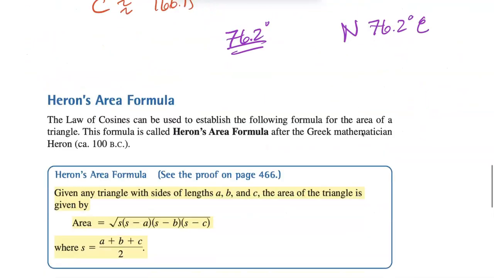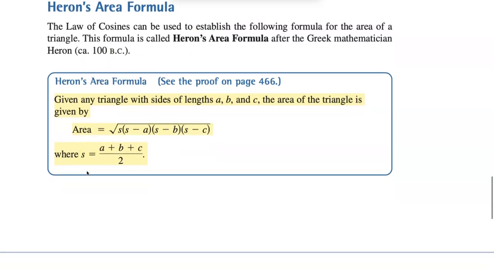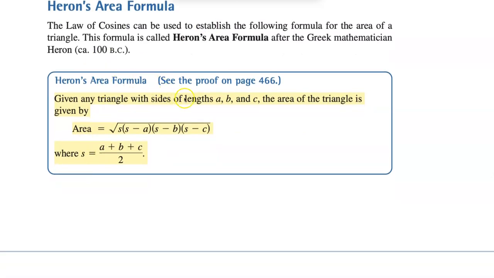Okay, let's go to Heron's formula. So this is Heron's formula. It was founded by the Greek mathematician Heron. He found out, basically a corollary of law of cosines, that given any triangle with sides a, b, c, the area of the triangle is given by area is the square root of s times s minus a times s minus b times s minus c. You might be like, what is s? Well, s is just a plus b plus c divided by 2. It's kind of a crazy formula. Like, if you have all the sides of a triangle, you can figure out the area pretty simply.